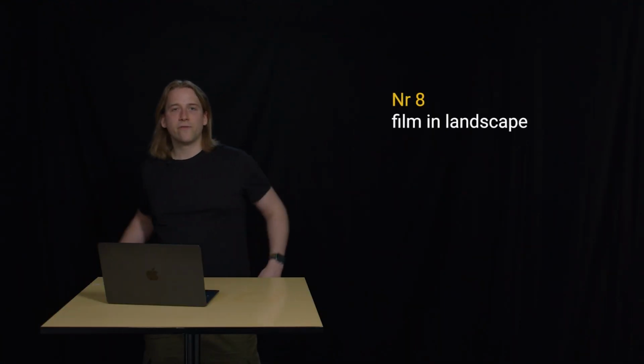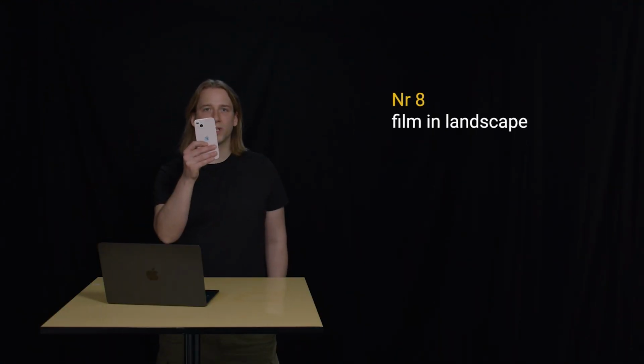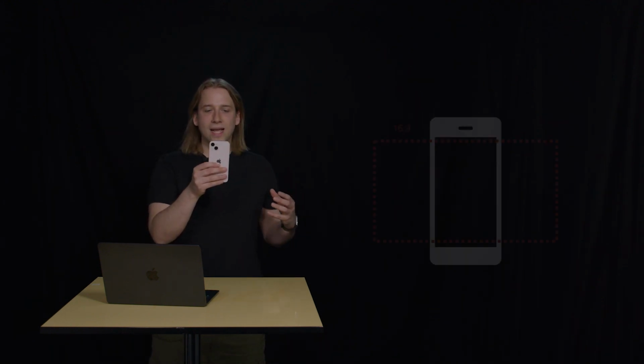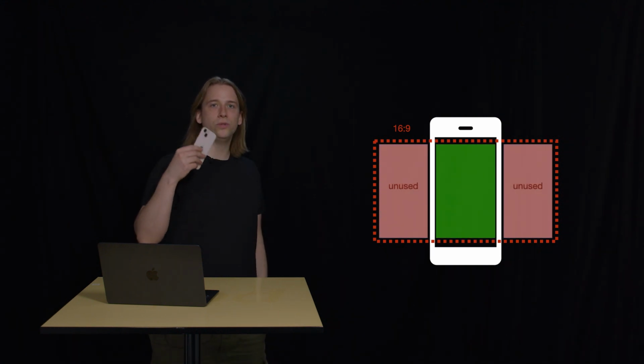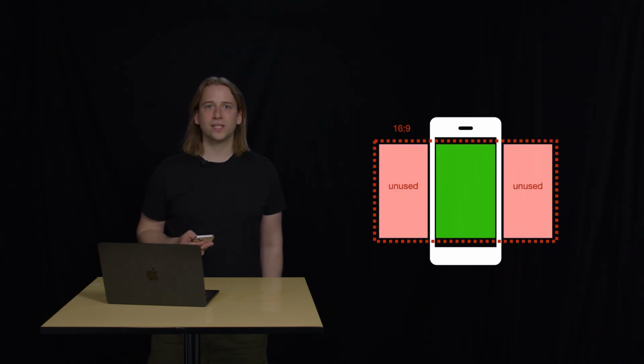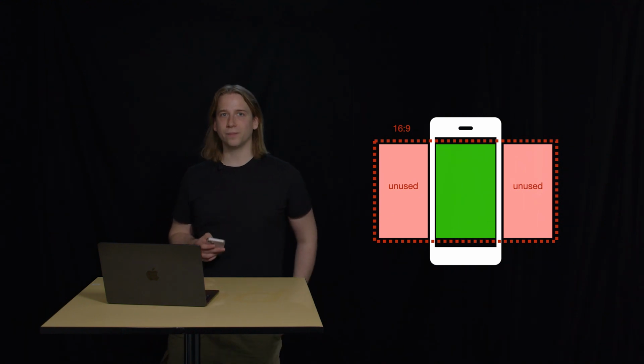But enough about structure. Here are 8 practical tips that will help you step up your filmmaking game. Number 8, film in landscape, not in portrait mode. When you film in portrait mode and you display the video in landscape, it will add black bars left and right to the video, and you will lose valuable screen real estate that you could fill up with information.